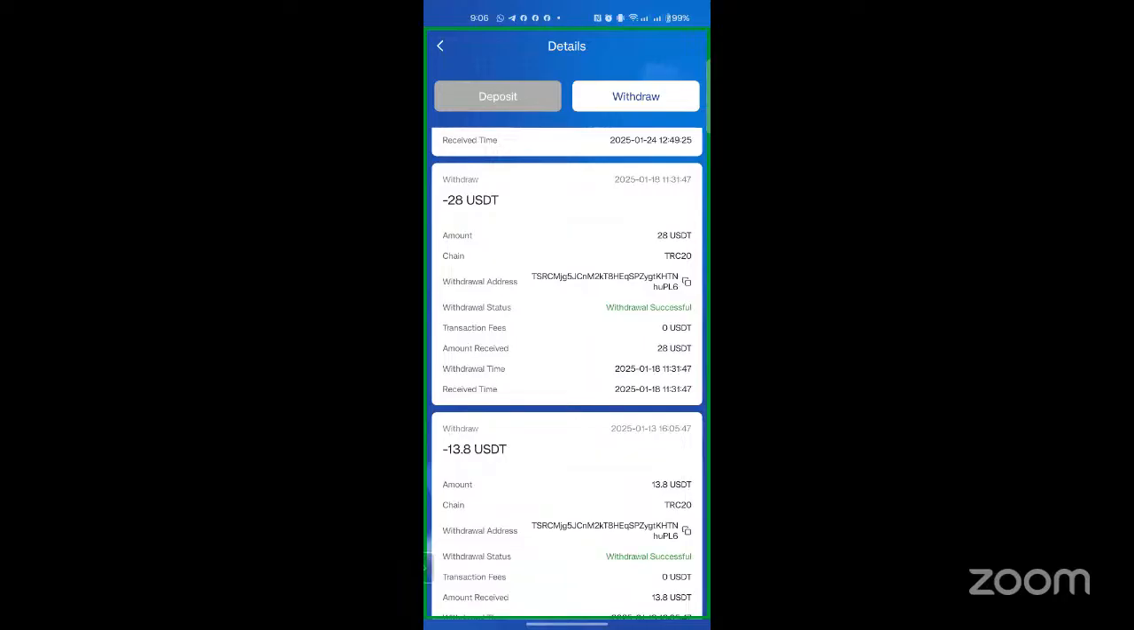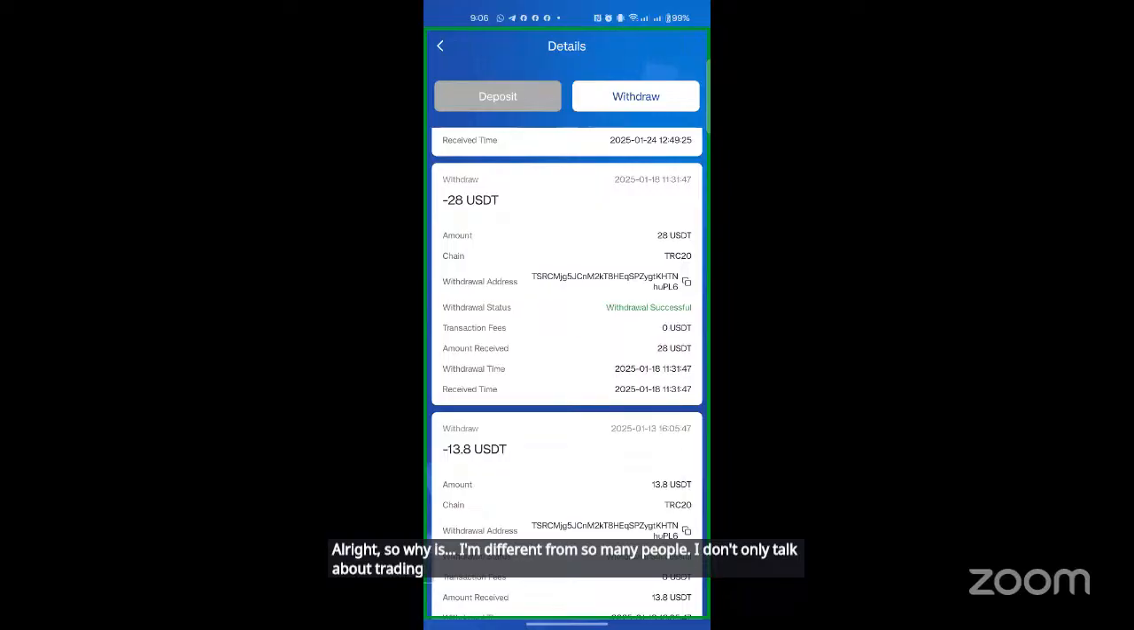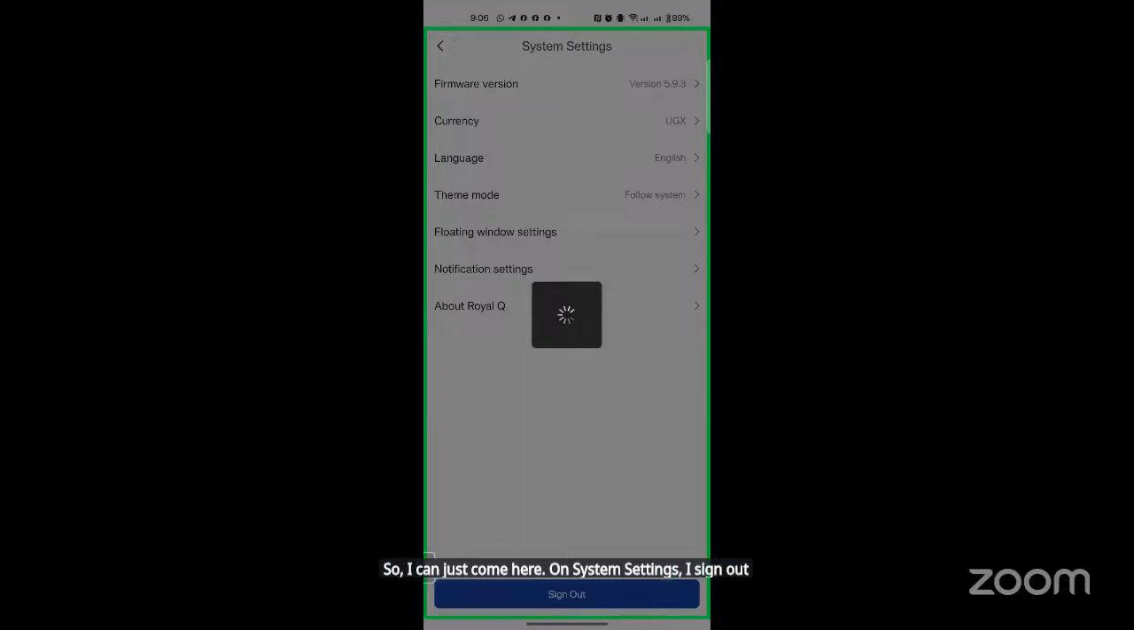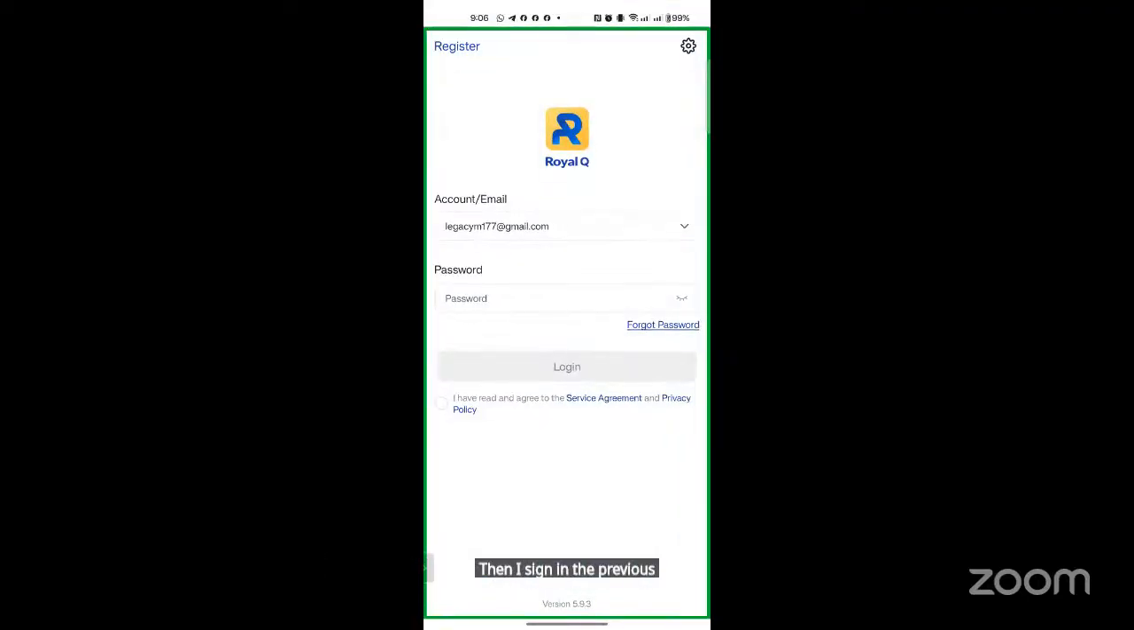All right. I'm different from so many people. I don't only talk about trading. I'm a trader. You just log in and log out. I can come here to system settings, sign out of this account, then sign in to the previous account. Yeah, I love spoiling money. I love spoiling myself and others. I love a good life. And I'm very different. I'm a trader.